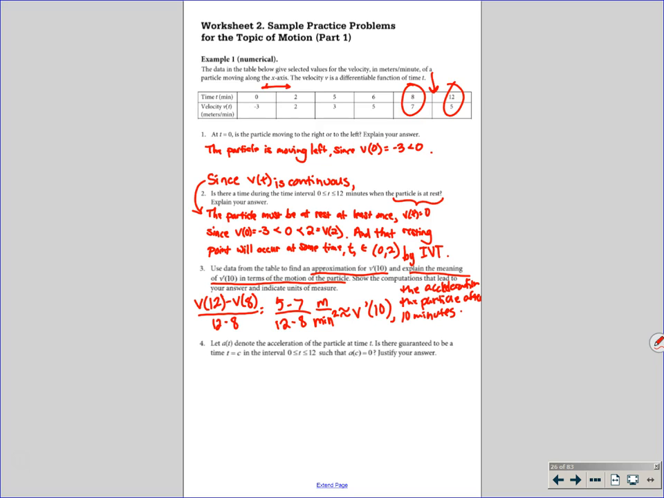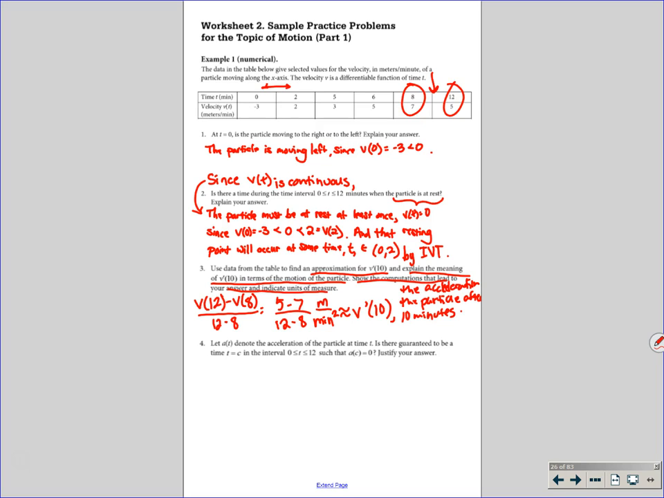Show the computations that lead to your answer. There it is, because why? They're giving me a point for just that, and then a point for whether I did it right, and then a point for my explanation. Indicate the units of measure. Yeah, I already did that. I'm a good math student.